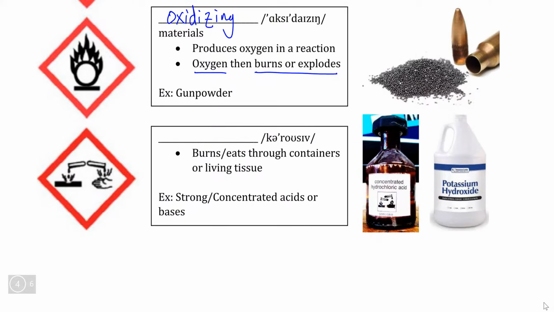And probably the best example of an oxidizing material is one of the compounds used in gunpowder. The symbol below is recognized with a test tube pouring a liquid which is eating away at a piece of metal and a human hand. When you see this symbol, the chemical that you're dealing with is dangerously corrosive, meaning that it can burn or eat through the surface of objects, but more importantly, through living tissue like human skin. Probably the best example of corrosive compounds are strongly concentrated acids, and the opposite of acids, bases, are very dangerous as well.